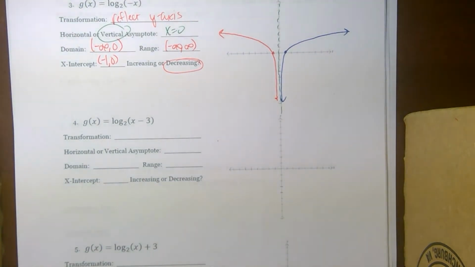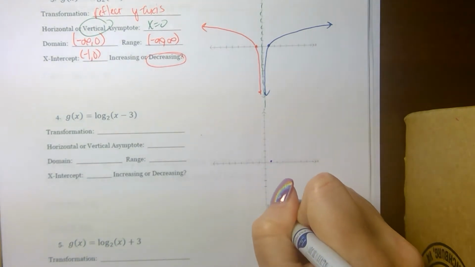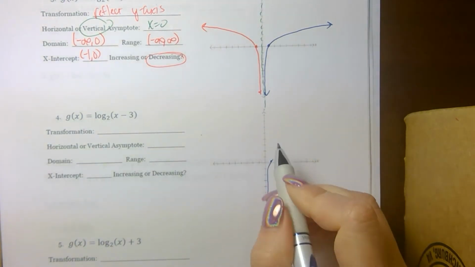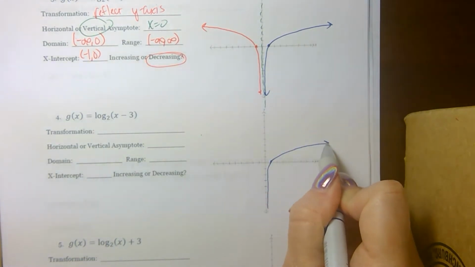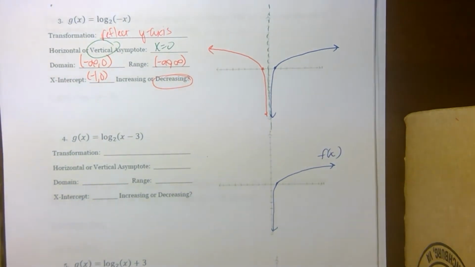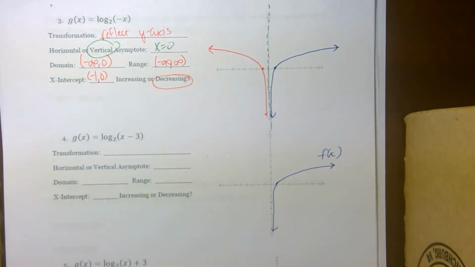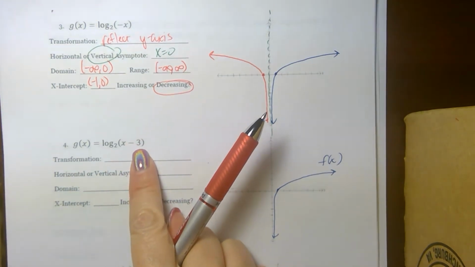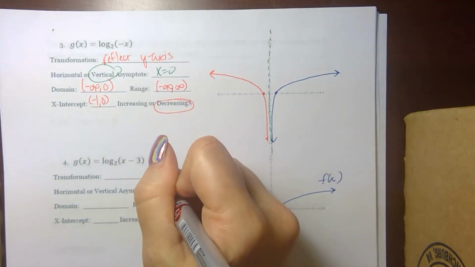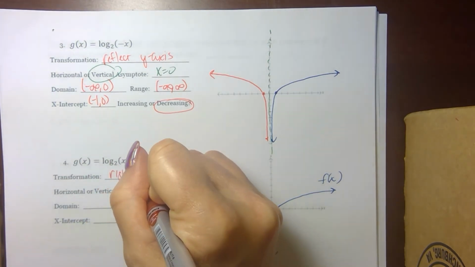Number 4, pattern of transformations. Start with your parent function. Parent function has an x-intercept of 1, 0. There is my parent function f of x. For this particular g of x, what transformation am I doing? Well, it's attached to the x inside my function value there, inside my argument. So that's a horizontal shift. X minus 3 moves me to the right 3 units.